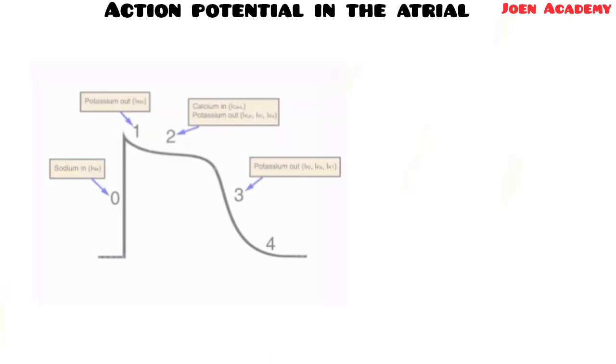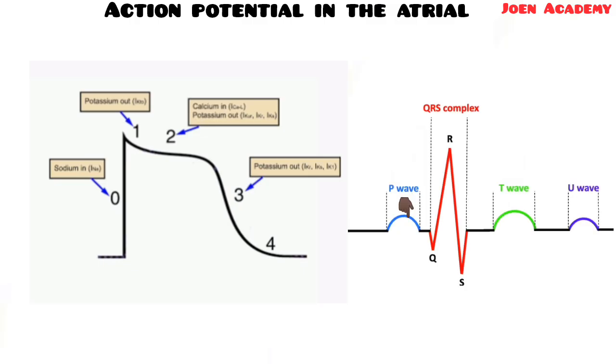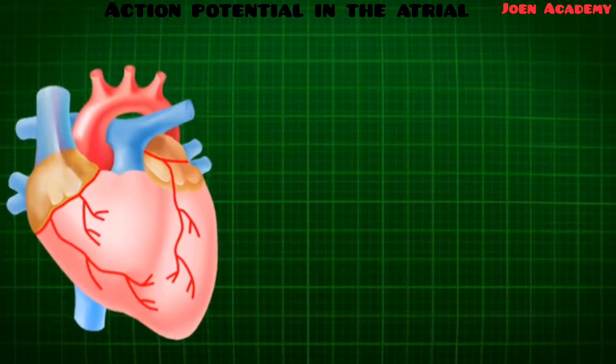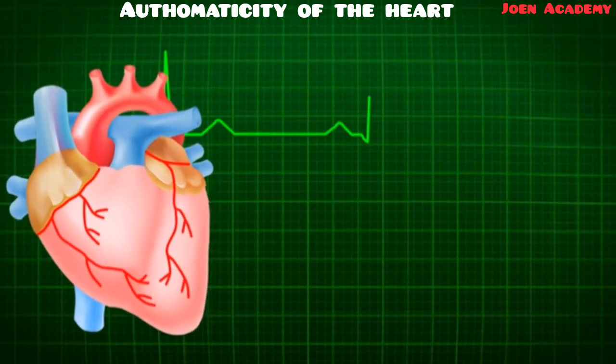In the atria, when all the phase 0 potentials are summed up, it is responsible for the P wave of the ECG. Phase 2 gives the PR segment, and phase 3 corresponds to the atrial T wave of repolarization, which is not seen because it coincides with, and is overshadowed by, the ventricular QRS complex. Let's look at the automaticity of the heart.